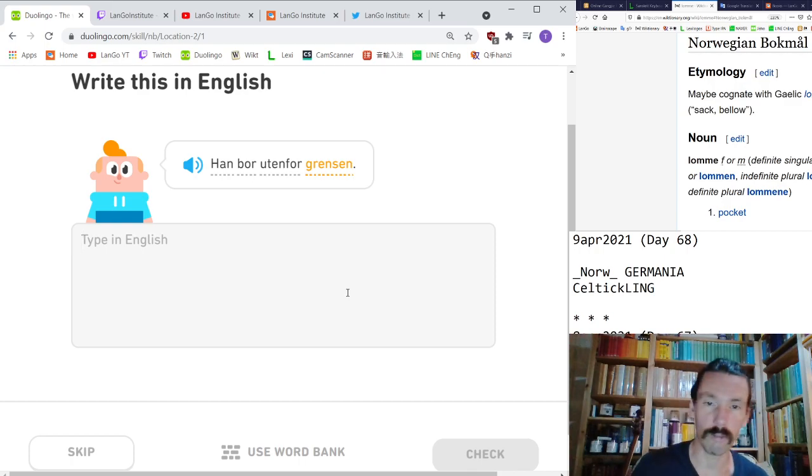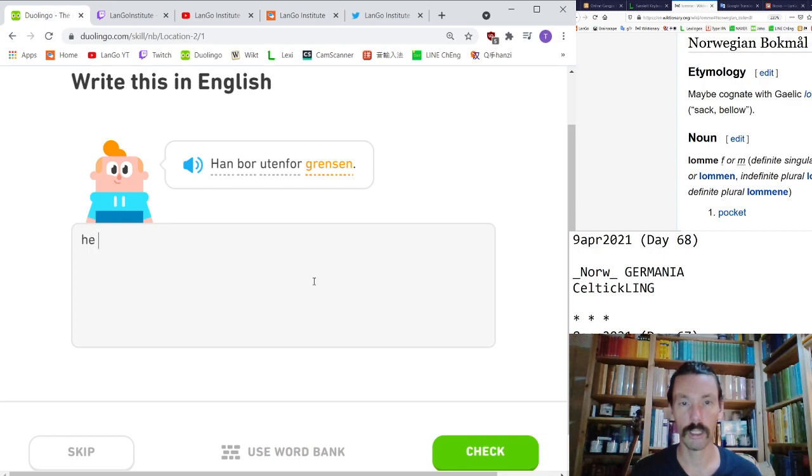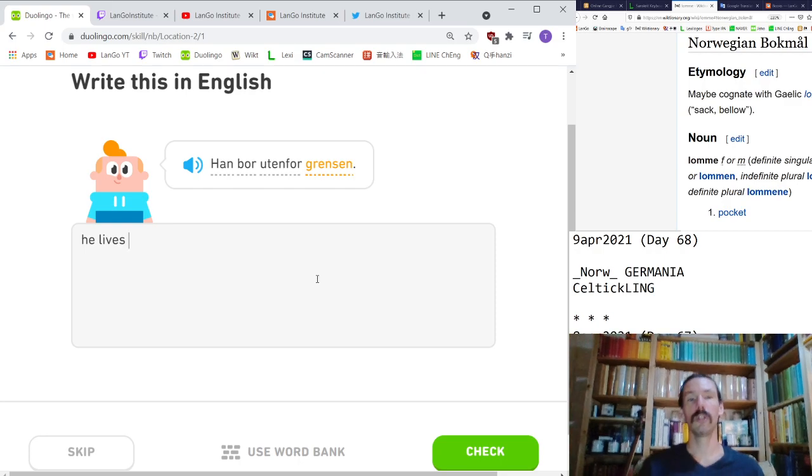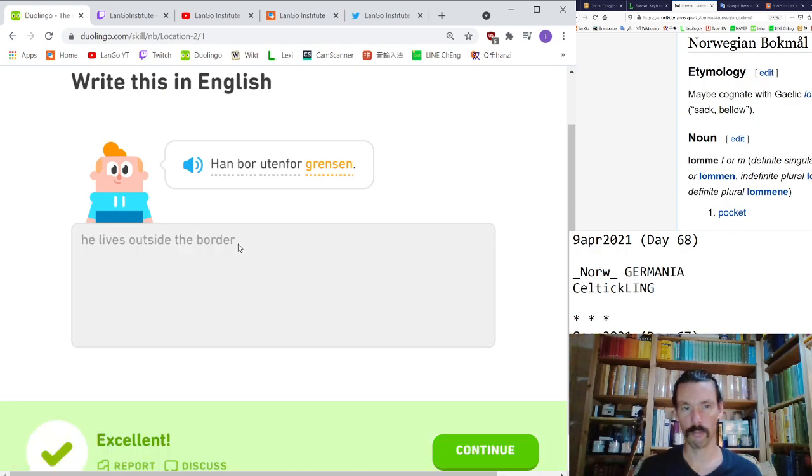What's that remind you of, Levi? Grensen. He, han, he. Bor, lives. We have neighbor from this verb, the nearby liver. Utenfor. Han bor utenfor grensen. Outside the borders. Looks singular. Maybe beyond. Utenfor.